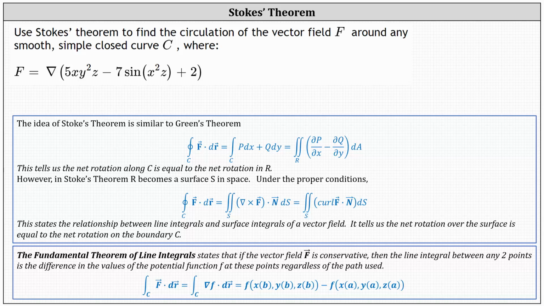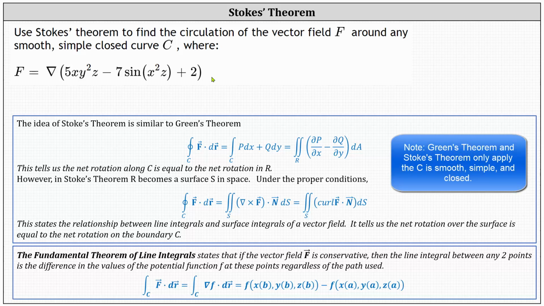Use Stokes' theorem to find the circulation of the vector field F around any smooth, simple closed curve C, where we're given the vector field F equals the gradient of the function f of x, y, z equals 5xy²z - 7 sin(x²z) + 2.